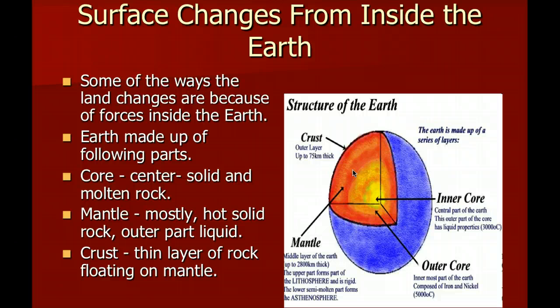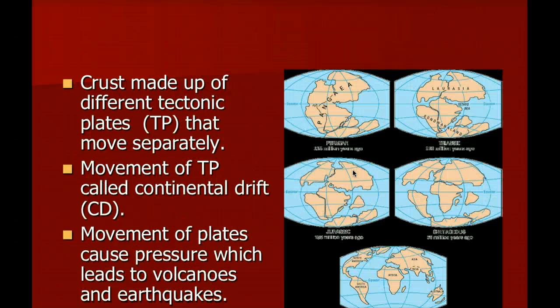Crust is the thin layer of rock floating on the mantle that we all live on. Crust is made up of different tectonic plates that move separately. This here is a picture of the different plates and how they've moved over time. This is hundreds of millions of years ago, and then moving on, here we have the Jurassic period, Cretaceous period, and then we have today as well.